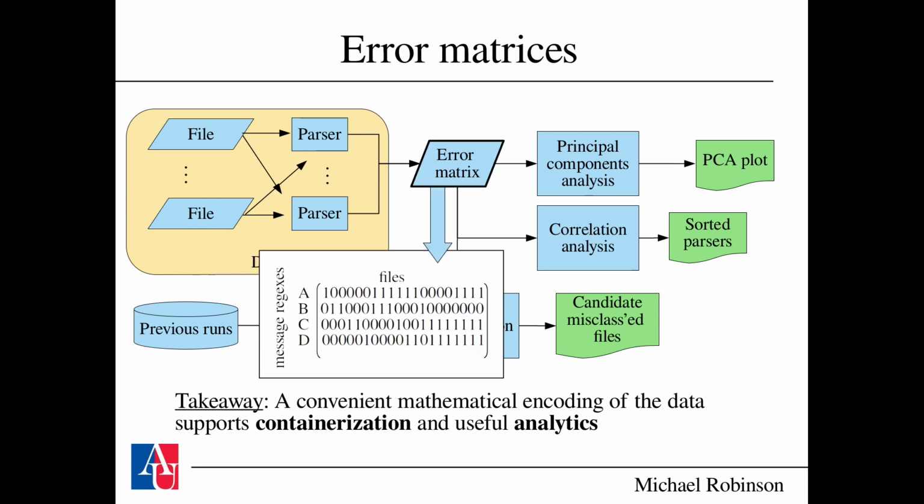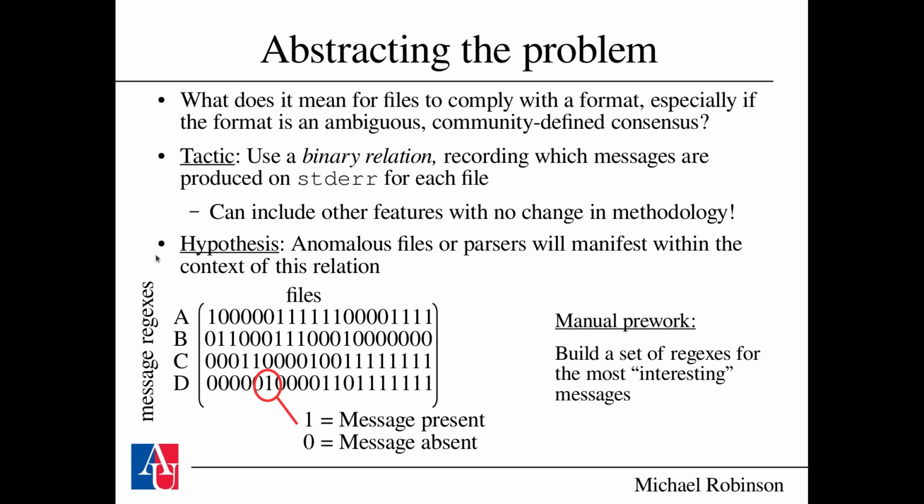Well, it's a Boolean matrix in which each column is a file and each row is a message regular expression, i.e., an indication of whether a particular message occurred or not. So you put a 1 in there if that message is present, a 0 if it's absent. You need to manually build these regular expressions. Our team spent a lot of effort doing this. You could certainly add rows for other features, return codes, contents of standard output, renderings, etc. We did not. We just looked at standard error.